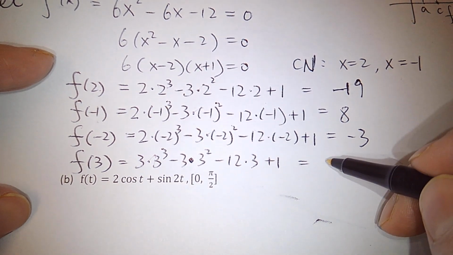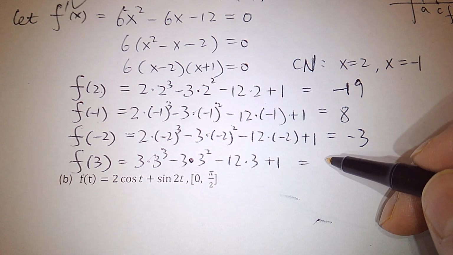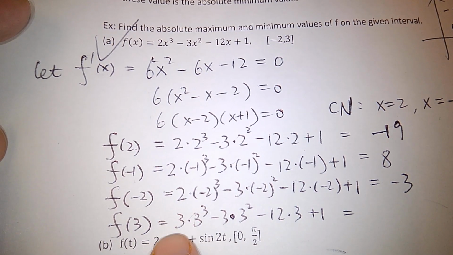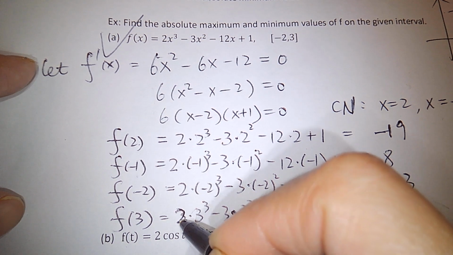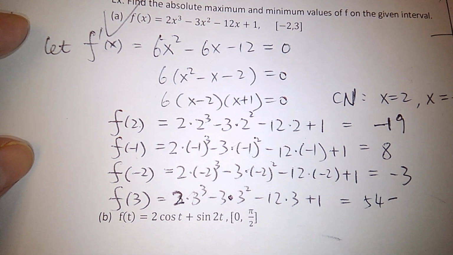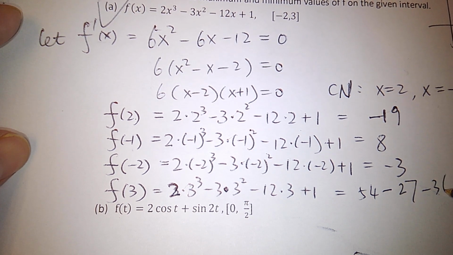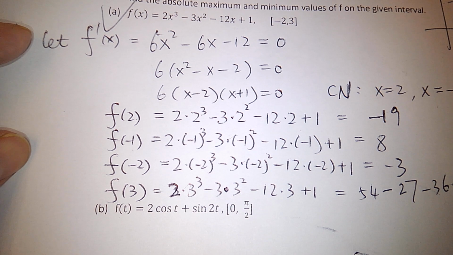Okay, so, let's see. My bad, this is 2 times 27, right? 54 minus 27 minus 36 plus 1. That gives us negative 8.